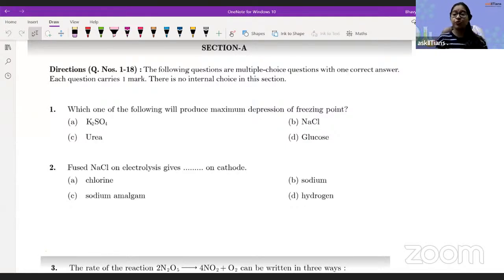But the problem happens when it is a conceptual type of question, because there we have to apply some logic, some concept, and then come to the answer. And we do not even have to describe the concept or the logic that I have applied. So sometimes Section A, particularly assertion reasons, becomes a hard job for us. So how to simplify it? Let me start with the very first question.